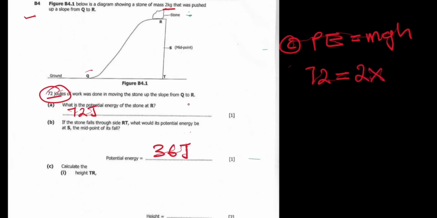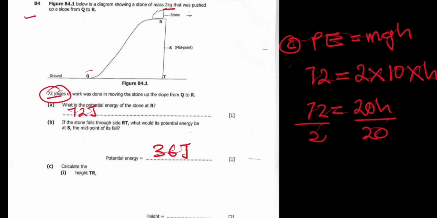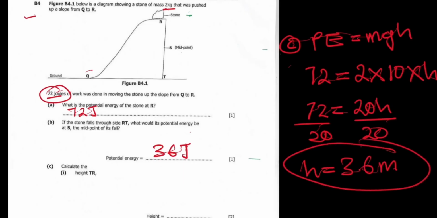So it is 2 times the acceleration due to gravity, which is still 10, and we have the height. So 72 is equal to 20h. And so we can solve for h by dividing by 20. So h is going to be 3.6 meters. So that is our height. The height here is 3.6 meters.